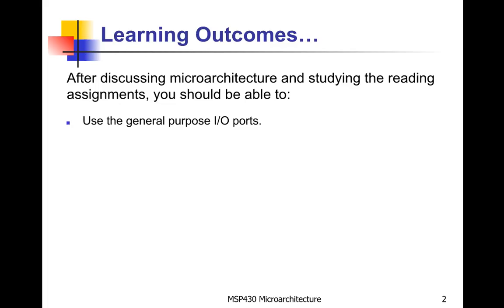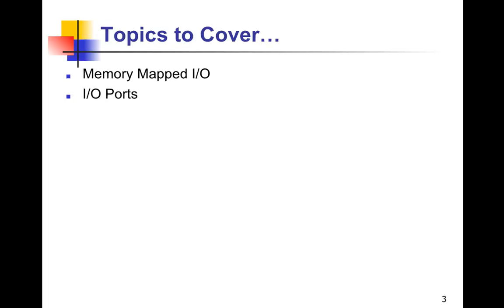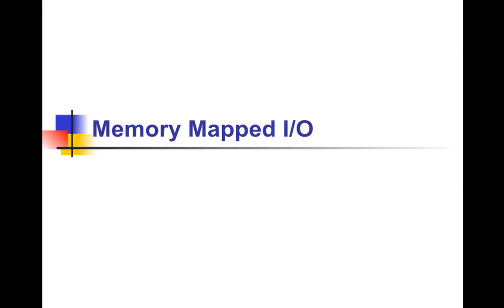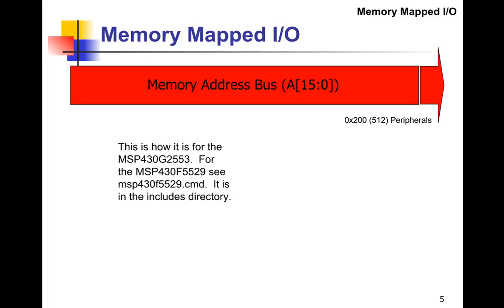Our learning objective is, after we've been discussing the microarchitecture and studying the assignments here, you should be able to understand GPIO ports and use them. So the topics to cover are memory mapped input-output and I/O ports. So what is memory mapped input-output?